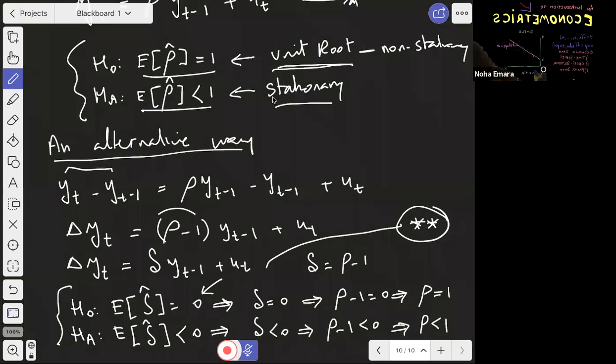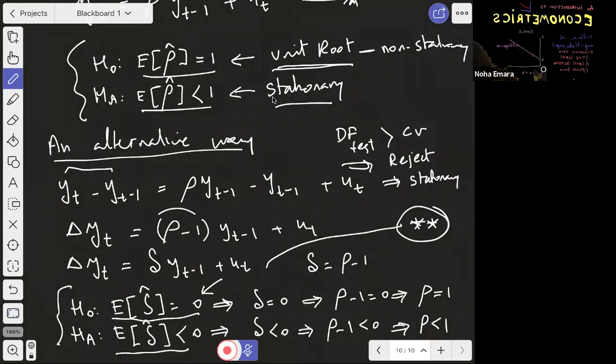Again, here, this is the unit root, this is the non-stationary, and this one is the stationary process. So again, if I get the DF test greater than the critical value, you would basically reject the null of non-stationarity, and you conclude that the series is stationary.